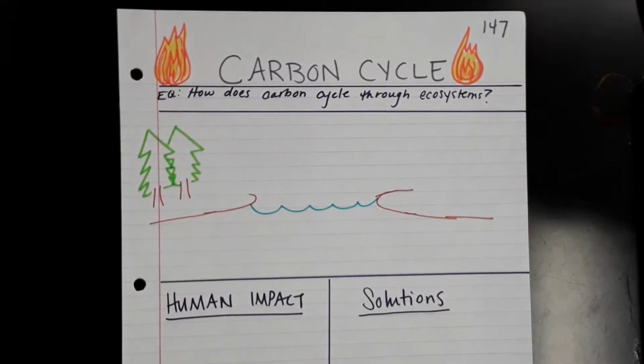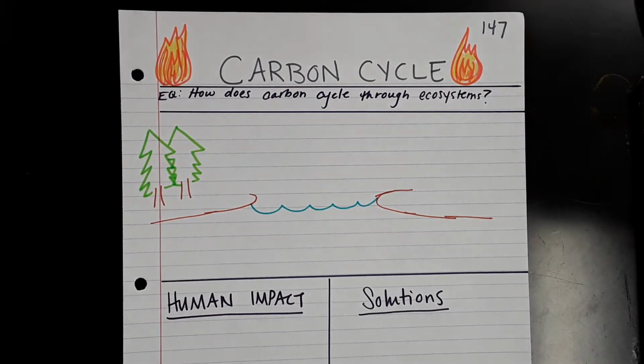Hello, Pirates. Today's topic is the carbon cycle. For the carbon cycle, today we're looking at how carbon cycles through ecosystems. So this is another one of the biogeochemical cycles. Just like water cycled through the abiotic and biotic components of an ecosystem, so does carbon.